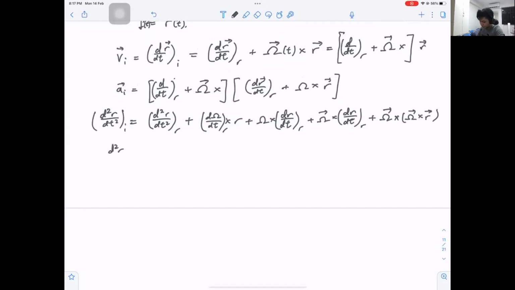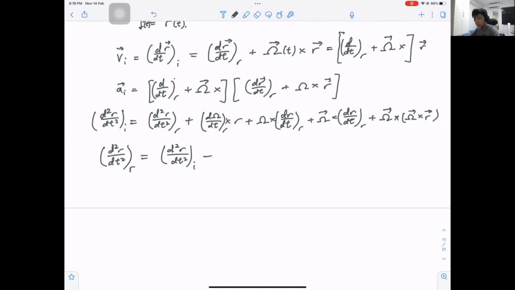So d squared r over dt squared in the rotating frame equals d squared r over dt squared in the inertial frame minus, right? So there are now a few terms.